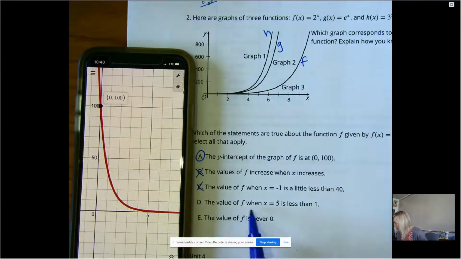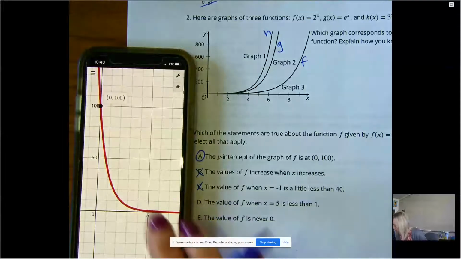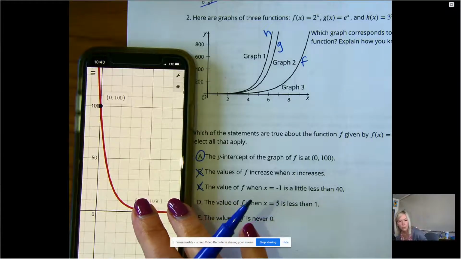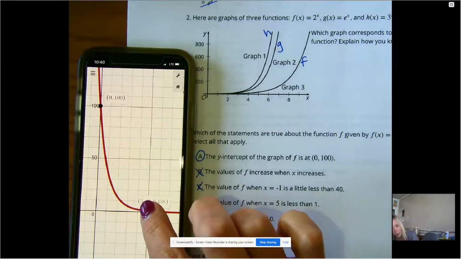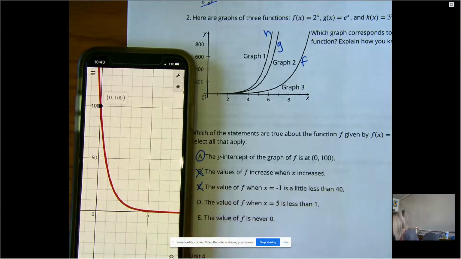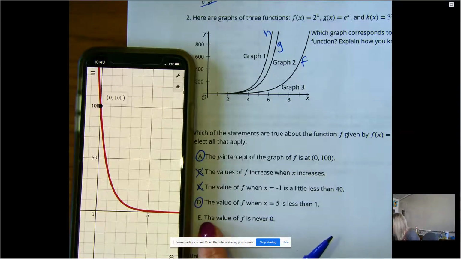The value of f when x is 5 is less than 1. It kind of looks that way, and when I hold this down, I can see it's a decimal. It's kind of hard to not have my hand in the way, but see how it's a decimal less than 1. So it's less than 1. Yes, that's true. And then E, the value of f is never 0. And that's actually also a true statement.